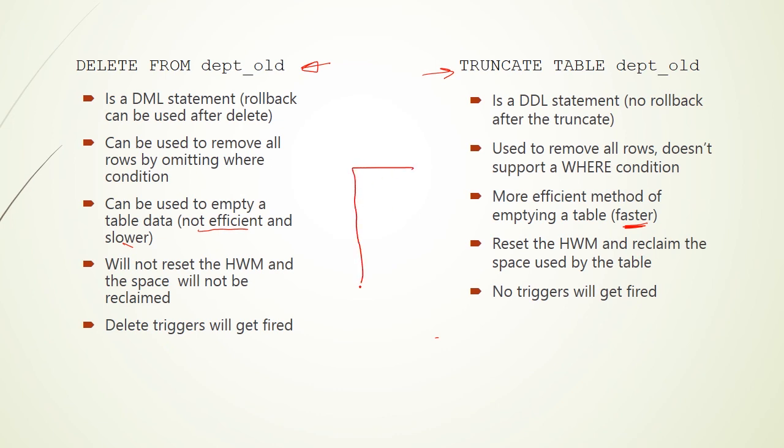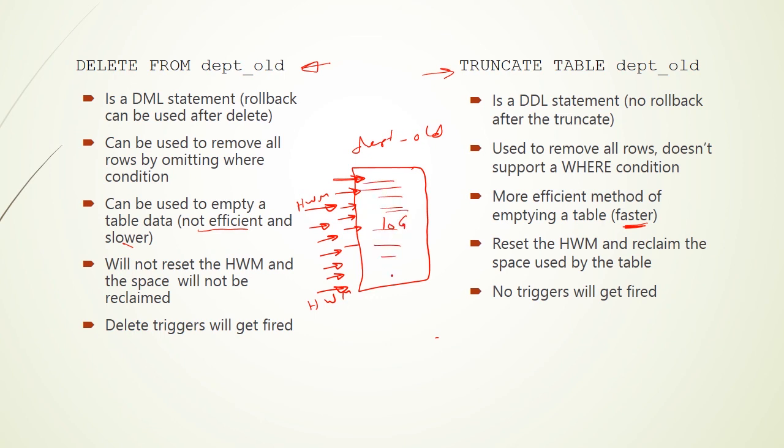So this is your table, for example, dept_old. When you start inserting data into this table, a pointer called the high watermark is moved after you insert a new record. So the high watermark is pointing here. When you insert a new record, the high watermark points here, and so on. The high watermark keeps moving as long as you insert data into the table. So let's assume that the high watermark is pointing here and the size of the table is 10 giga.